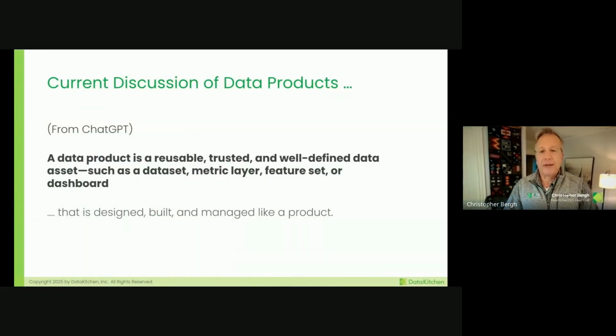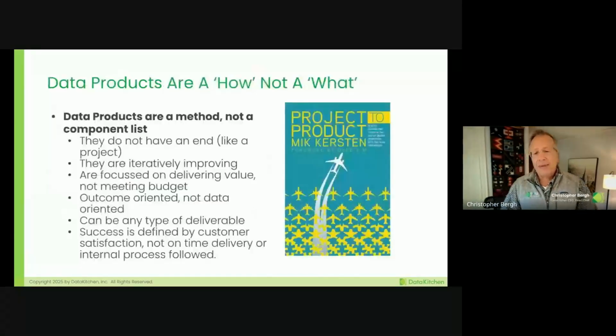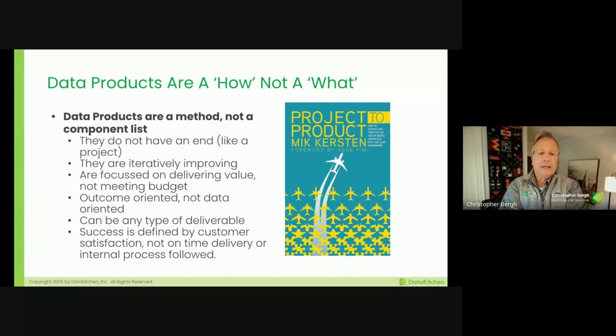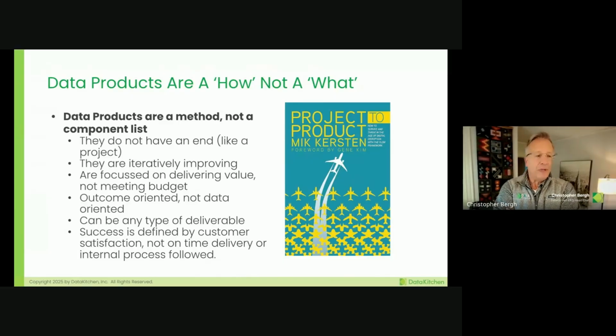Starting with data products, I asked ChatGPT what a data product was, and it gave this answer that it's a thing. It's a reusable, trusted, well-defined data set that's designed and built and managed like a product. And so I think a lot of the discussions around the concept of a data product is its thingness. What is it? What's it made of? But I don't believe that. I actually think data products are a how and not a what. They're a method and not a list of components. I went to a conference and heard 2 people debate for an hour what the right component list is of data products. And I just think that's absurd.